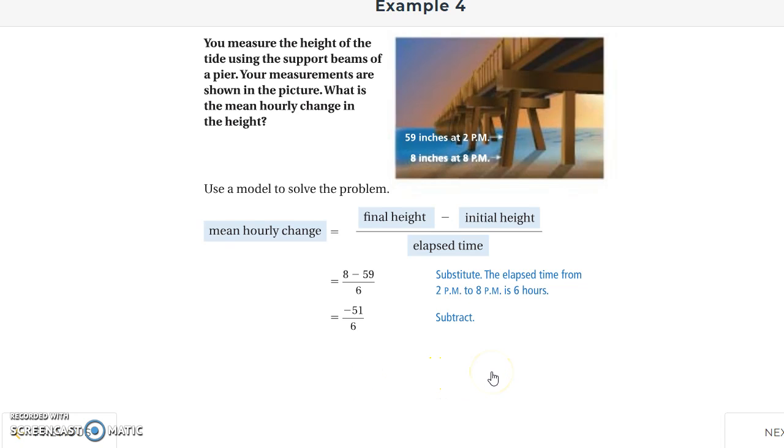So I have a negative 51, which is how much the water dropped. It went from 59 down to 8. So it dropped 51 inches, negative 51, in 6 hours. How much did it drop per hour? Negative 8.5. Yes, good job. Inches per hour. I knew you knew that. Fabulous. Okay.